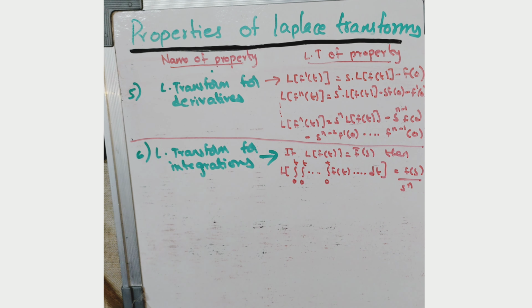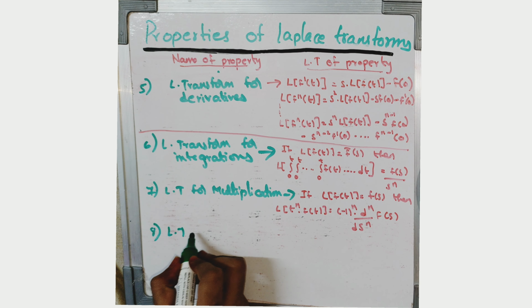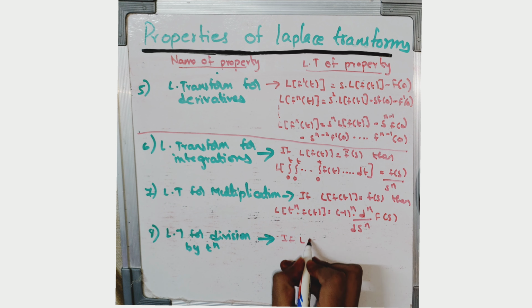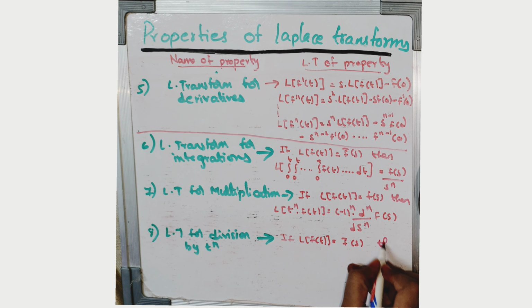So the next property will be the Laplace transform for division by t power n. So if the Laplace transform of f of t is f bar of s, then the Laplace transform of f of t by t power n will be integral s to infinity, and so on, integral s to infinity f bar of s and so on ds. Okay, next.